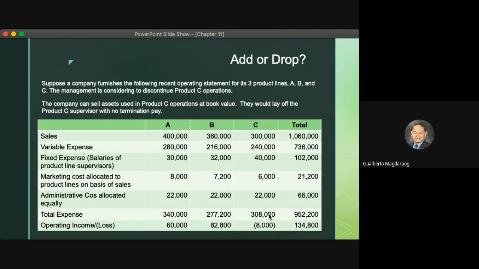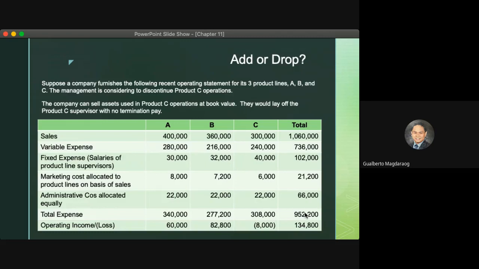Kaya, anong pwede mong decision dyan? Pwede mong wag na muna natin i-drop since yung nako-contribute lang naman niya is negative 8,000, hindi negative 28,000. Siguro yun yung magiging benchmark mo. If it will reach negative 28, then parehas lang, we can simply drop product C. Okay? But at this point, since 8,000 lang naman yung na-deduct dun sa ating total net income, then we can simply retain it para meron pang-absorb dun sa 28,000.